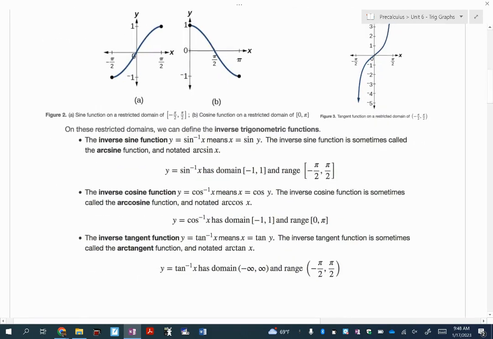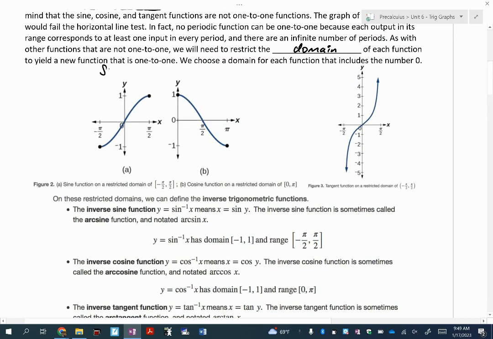Let me give you this example here. This is the sine of theta restricted from negative pi over 2 to positive pi over 2. That is a one-to-one function. It passes the vertical line test and the horizontal line test. This is the cosine of theta. It's actually the very beginning of it, from 0 to pi. And again, that is a one-to-one function. And this last one is the tangent of theta.